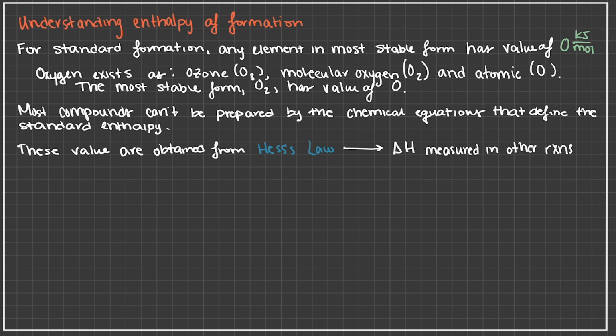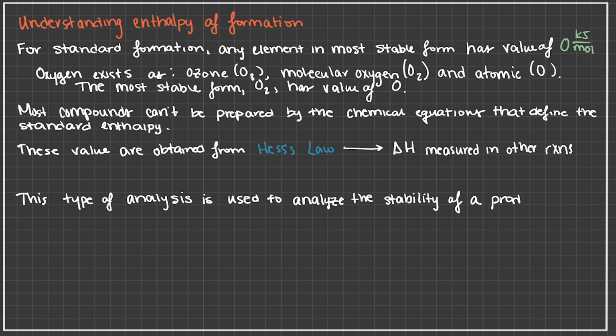Now, this kind of analysis is used to analyze the stability of a product. Usually it's used when we're looking at engines of cars or planes or anything that has a metallic engine. For example, planes go to different temperatures because of different heights, altitudes, and pressures.